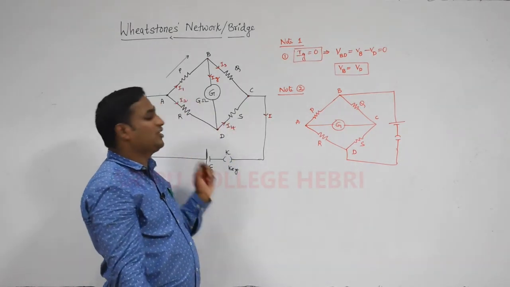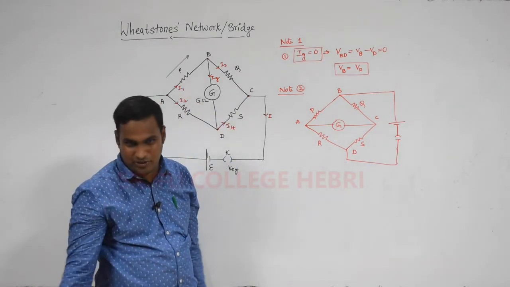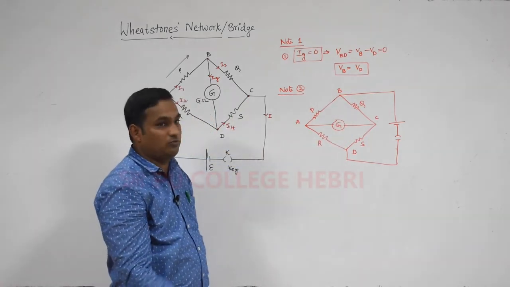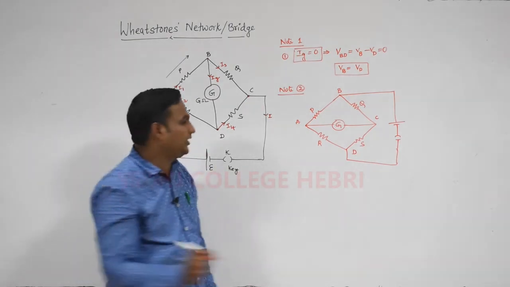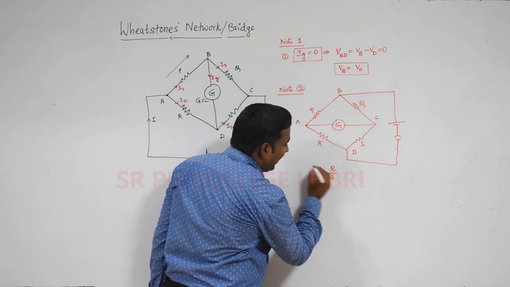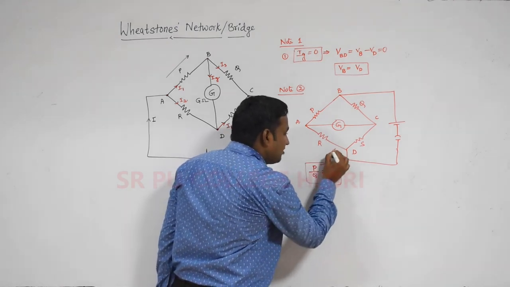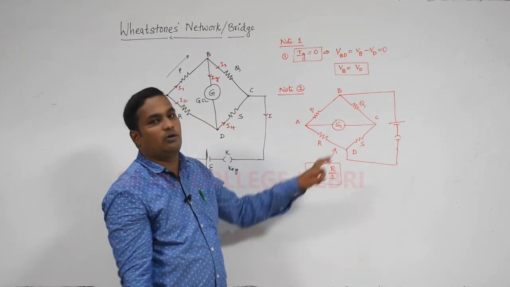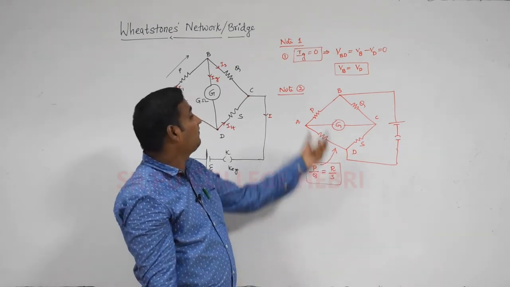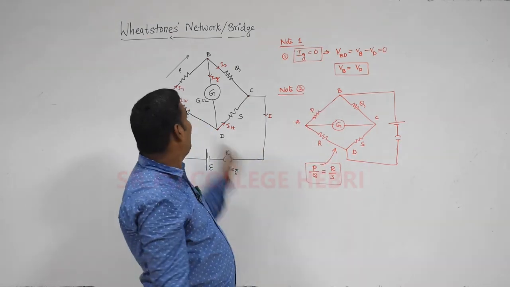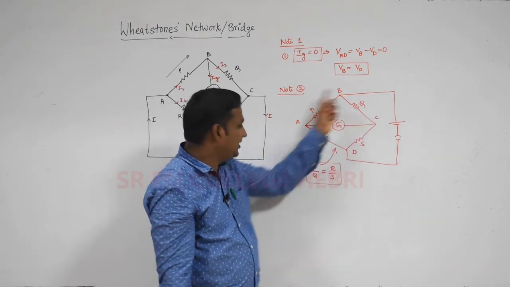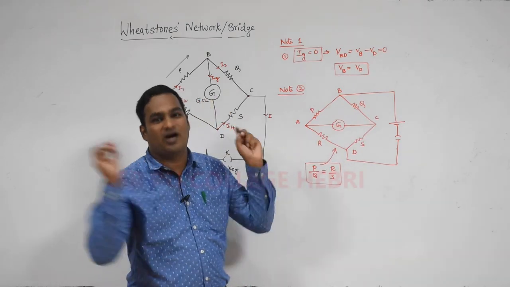If the galvanometer and cell are both interchanged, again this Wheatstone bridge is balanced. That indicates that P by Q is again equal to R by S. Again in the case of this circuit also, P by Q is equal to R by S. Here the role of P is played by R. Role of Q is played by P. Role of R is played by S. Role of S is played by Q. Again this circuit obeys P by Q is equal to R by S.